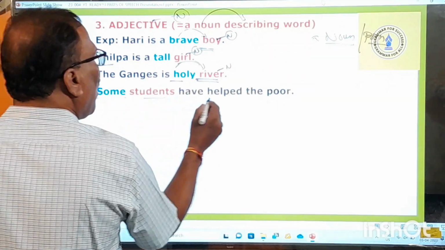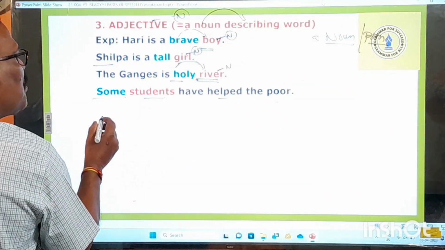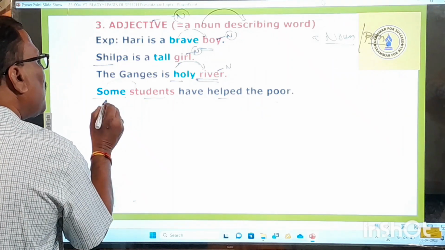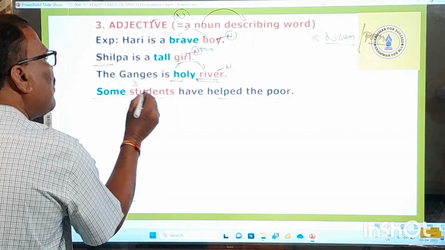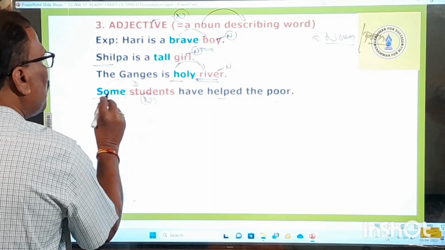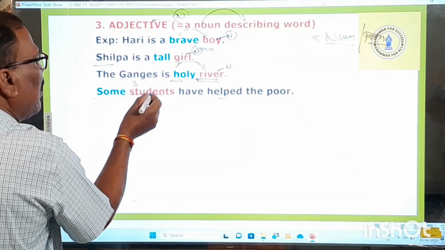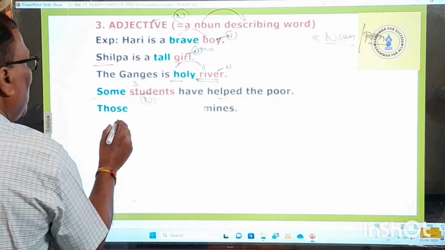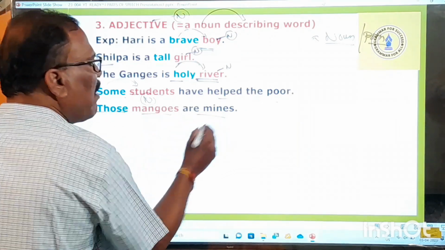Some students have helped the poor. Yes, some students. So how many students? Some students. What is this word doing? It is qualifying this students. What is students? It is a noun. So some is qualifying or describing this noun. So it's an adjective.